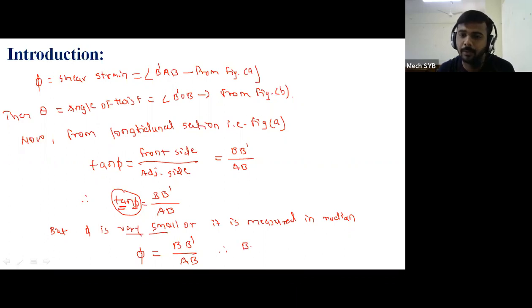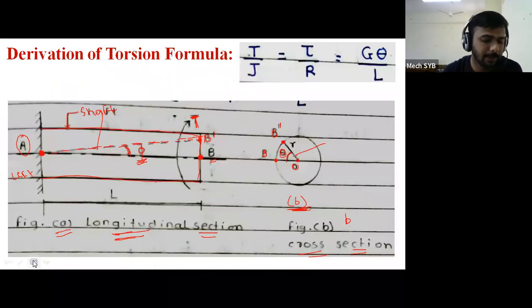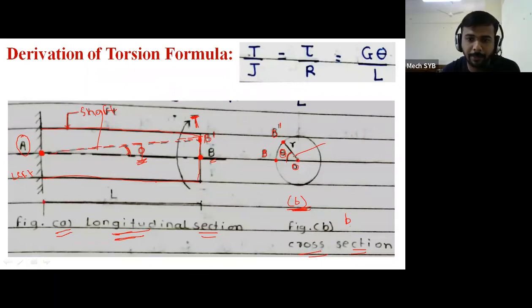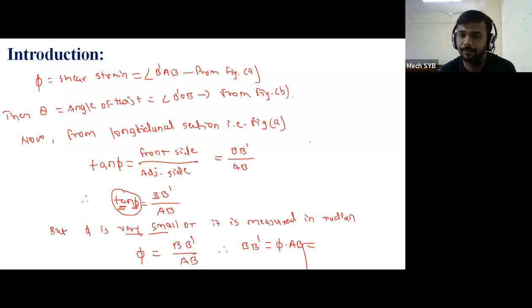Therefore, BB dash is equal to phi into AB, which is equal to. Then what is the AB distance in the figure? L. Length. You can see from this particular point A to the point B, this indicator is represented as a length of shaft. Therefore, same equation I can write as BB dash is equal to phi into length. Keep as this is equation number 1.